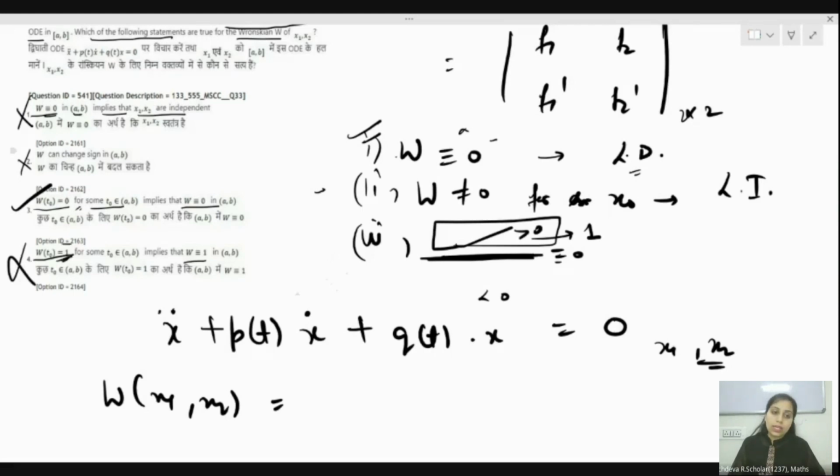It's saying greater than 0. That means not identically equal to 1, but the Wronskian will keep greater than 0 always. So only the third option is correct, and even this question is 3 marks, single answer type. So once you have seen this question, the question is totally free to you.